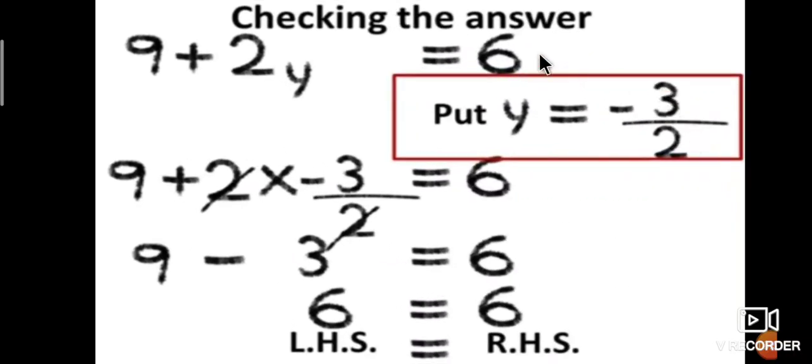Now, checking whether the answer is correct or wrong. Write the equation first: 9 plus 2y is equal to 6. Put y is equal to minus 3 by 2 in this equation. Then 9 plus 2 into minus 3 by 2. The 2 gets cancelled, so 9 minus 3 is equal to 6. Therefore, LHS is equal to RHS. This answer is right. This is the method of checking the answers.